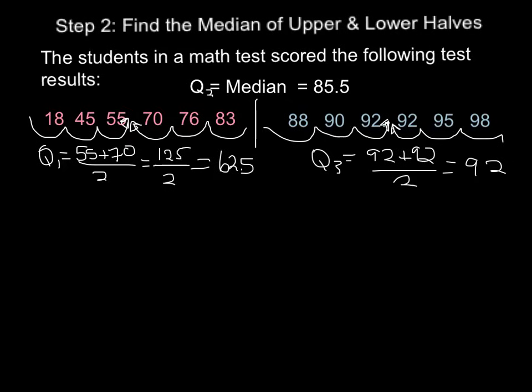So now we know our Q1, or our first quartile, is 62.5, right in between the 55 and the 70. Our Q2, which is the same as our median, between the 83 and the 88 is 85.5. And our Q3 here between the 92 and the 92 is 92. I'm going to go ahead and rearrange this so we can really get a clear aspect of our 4 quartiles.